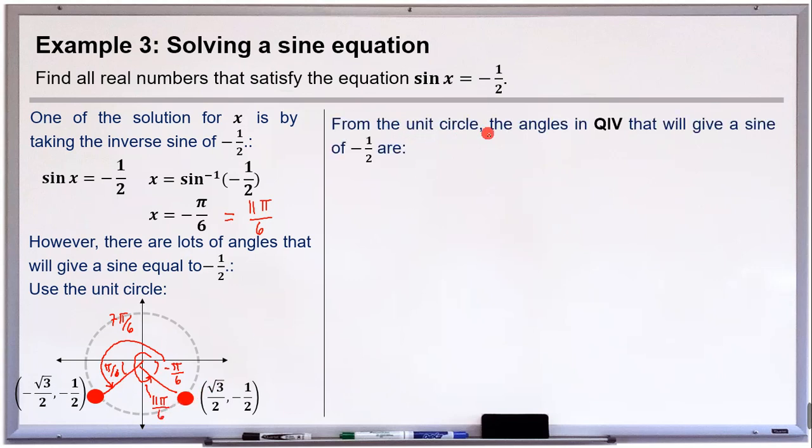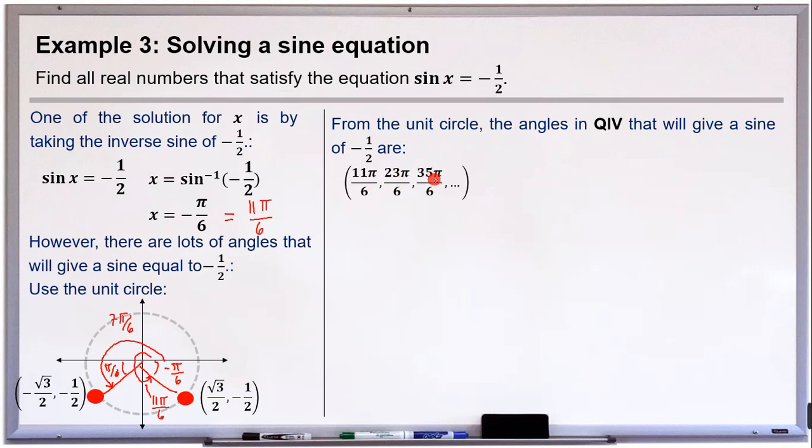So from the unit circle, the angles in quadrant 4 that will give a sine of negative 1/2 are, starting with 11 pi over 6, then make one full rotation for the period. That is 11 pi over 6 plus 2 pi, which will give us 23 pi over 6. Then plus 2 pi again.